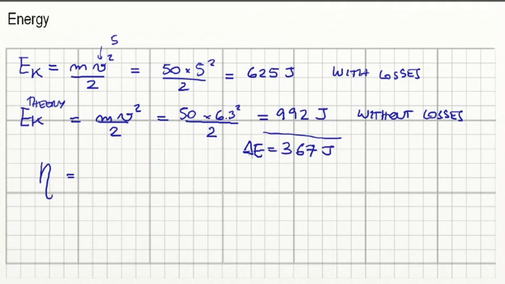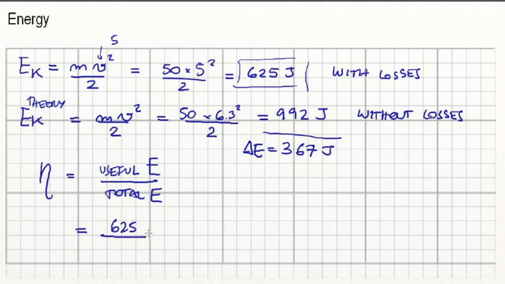So what is the efficiency then? So it's useful energy or power divided by total energy or power. In this case, since everything here is energy, let's just work with energy. If we had powers here, we would work with powers. So the useful energy here is the one with losses. And the total energy is the one without the losses.